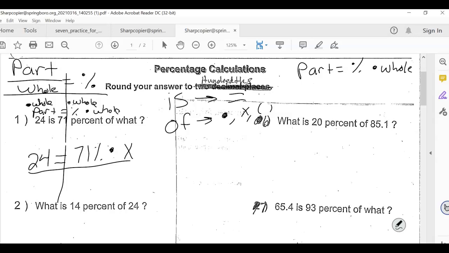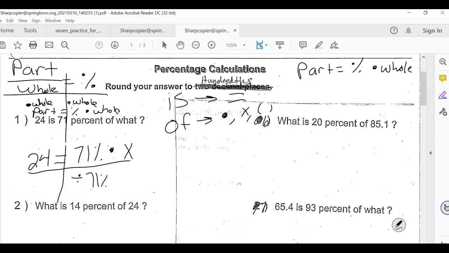Okay. Alright. Making our T-chart. What are we going to do with both sides? Because our goal is to get x, which is the variable, by itself. What do we need to do? Tyson. Perfect. You should be following along on your paper. We are dividing by 71%.